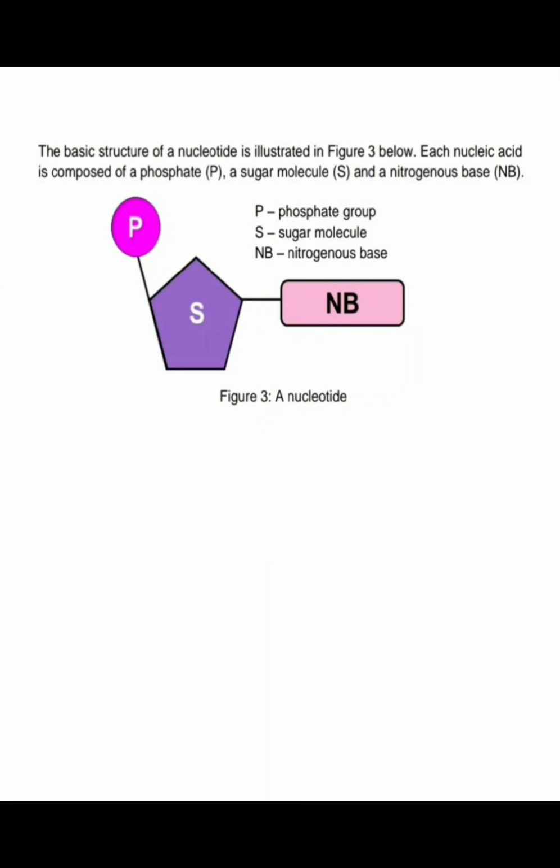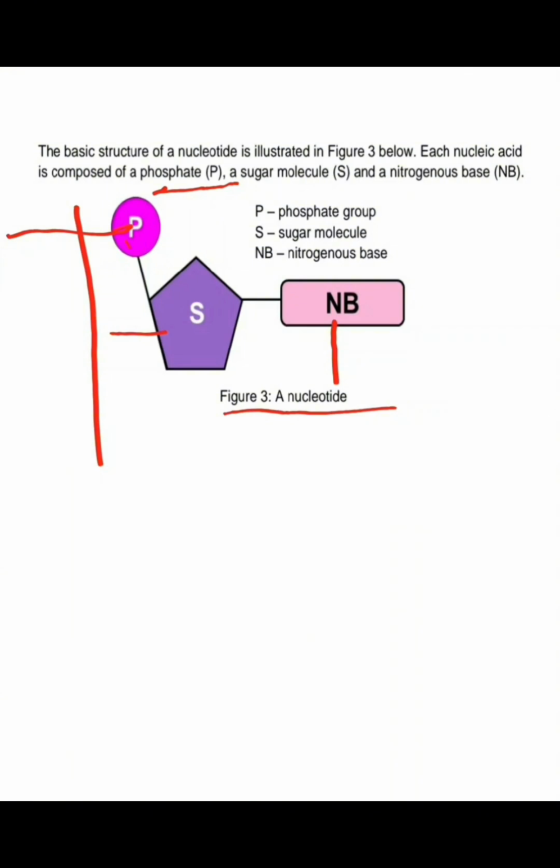nucleotide. All right. A basic structure of a nucleotide is illustrated in figure 3. So here is the structure of a nucleotide. Each nucleotide is composed of a phosphate, which is this one, a sugar molecule, which is this one, and a nitrogenous base. You should know how to draw a nucleotide, because they'll often ask you to draw a nucleotide in an exam, which will consist of 5 to 7 marks. If you master how to draw it, then that's your free 5 to 7 marks, and it's pretty easy.